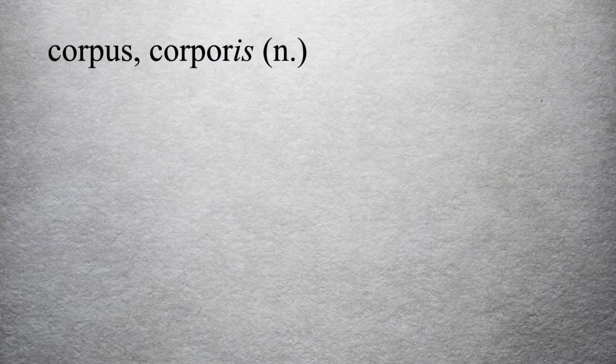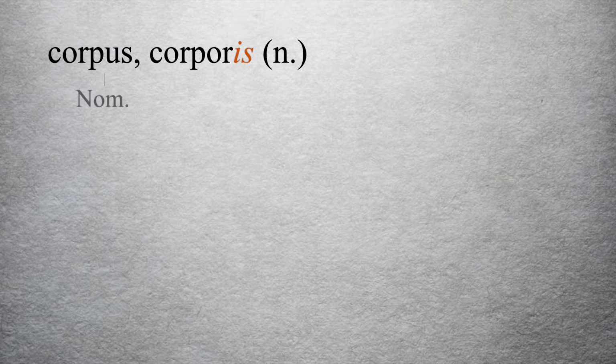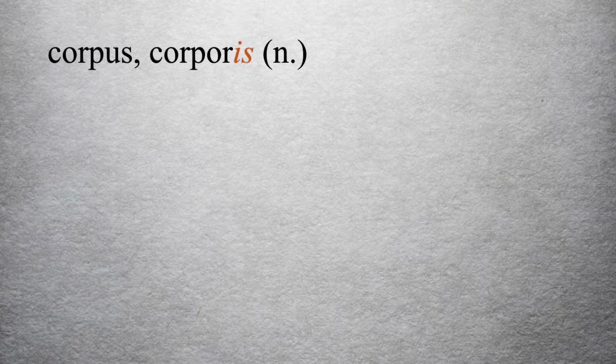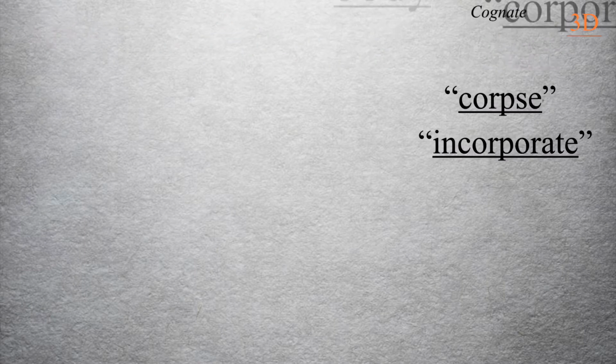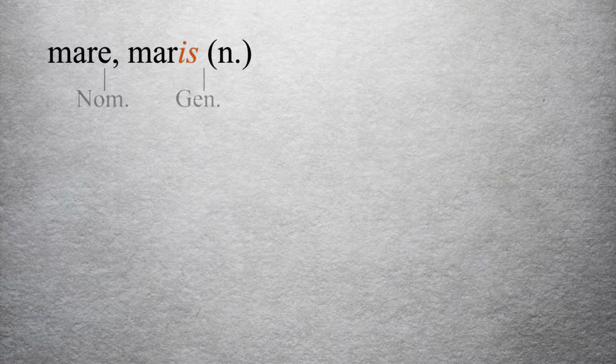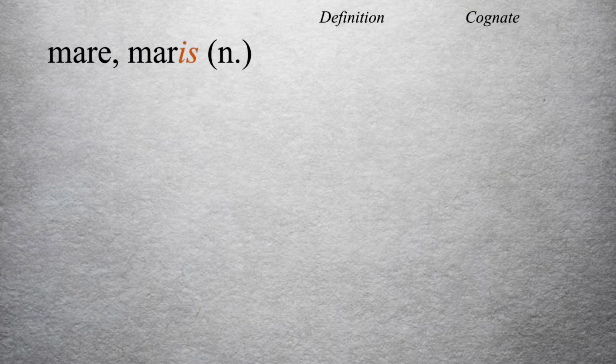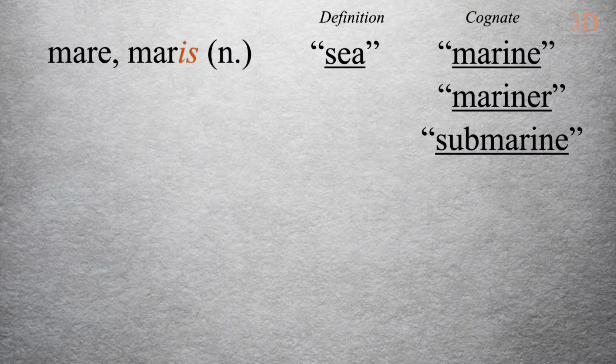How about the word corpus? Corporis, neuter. There's that "is" again. It means body. We get corporal, corpse, and incorporate. Mare, maris, neuter. It means the sea. Think of marine, mariner, a submarine.